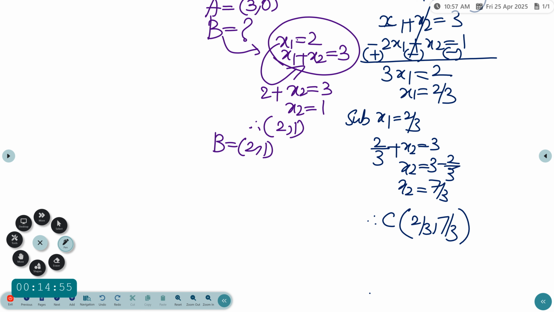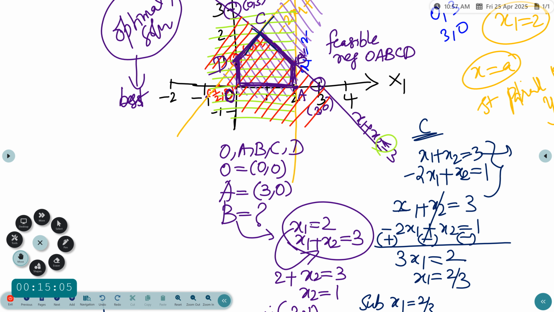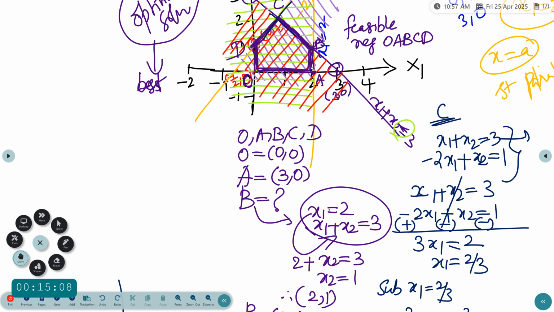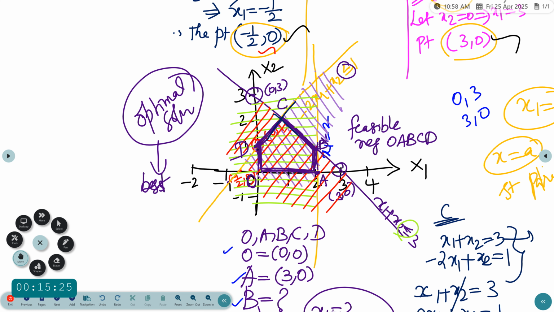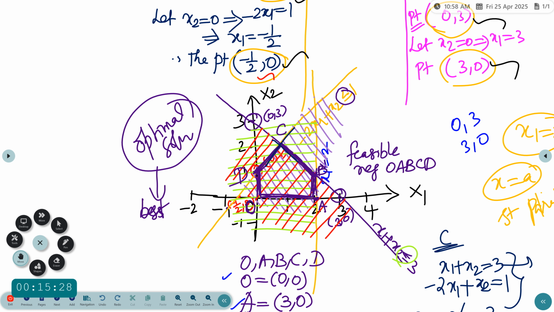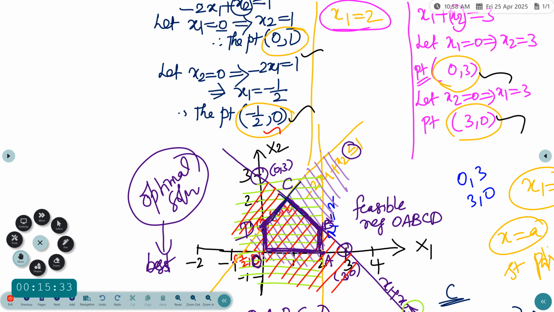Now we find all the points for this graph. See the graph. So our feasible region is OABCD. OABCD means we are finding the value for O, A, B, C. Then what is D? D is here. We already know the value for D. This is our point D. What is D here? 0 comma 1.